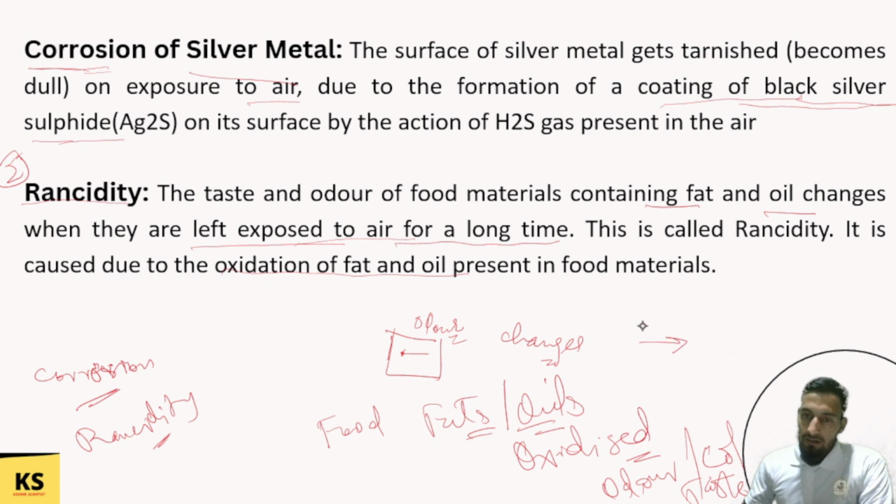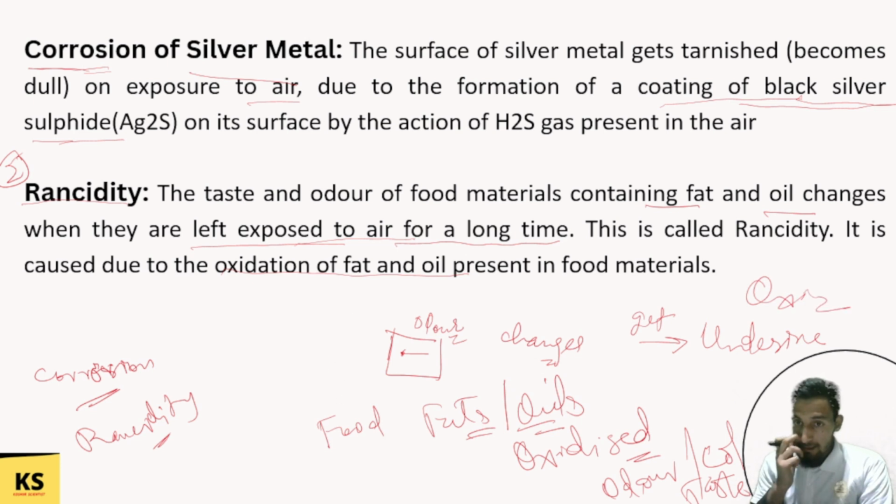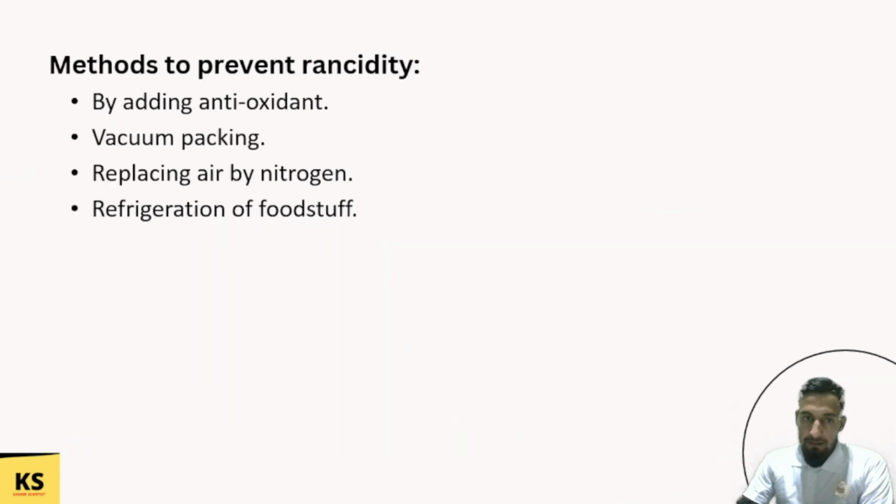That color or the odor that they got, or the new color, that is undesirable. This is all because of oxidation, and this is what we call rancidity. Now what are the methods to prevent rancidity? As we discussed the methods to prevent corrosion, similarly we will be discussing methods by which we can prevent rancidity.